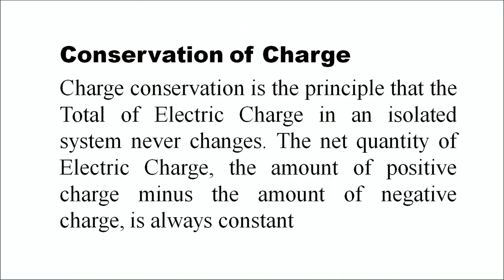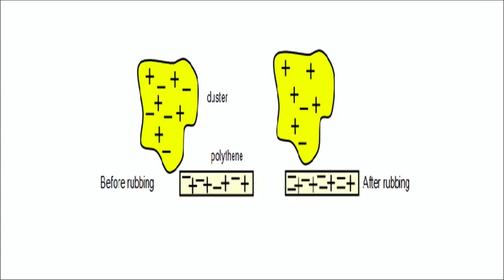Conservation of charge. Charge conservation means that the total electric charge in an isolated system never changes. The net quantity of electric charge, that is the amount of positive charge minus the amount of negative charge, is always a constant quantity. This is illustrated in this figure. Here, in the yellow color, you can see the duster, and the polythene strip is shown in white color. So, before rubbing, both were uncharged.